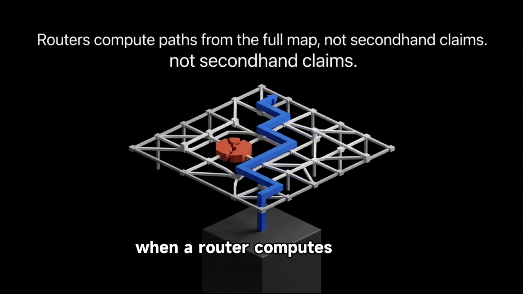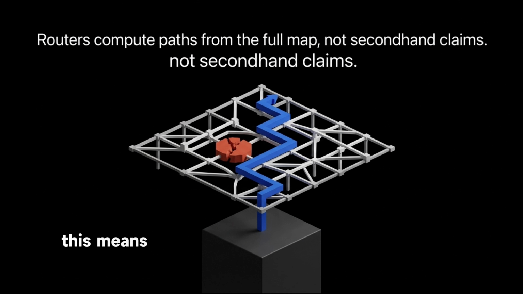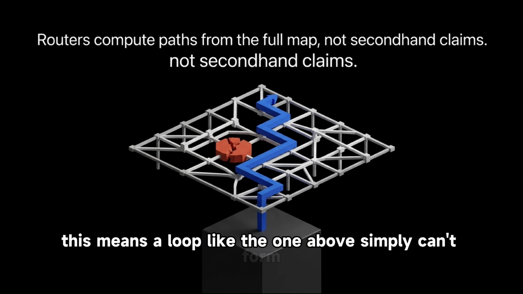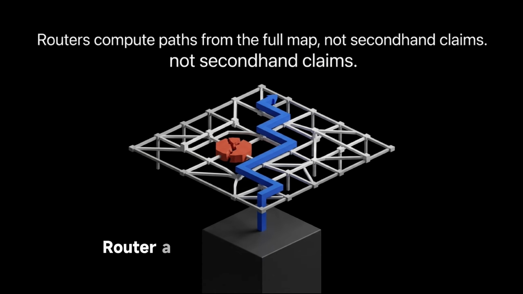When a router computes a path, it's computing it from a full topology map, not from a neighbor's reported distance. This means a loop like the one above simply can't form in the same way. Router A, with a complete topology map, knows exactly which links exist and which don't.